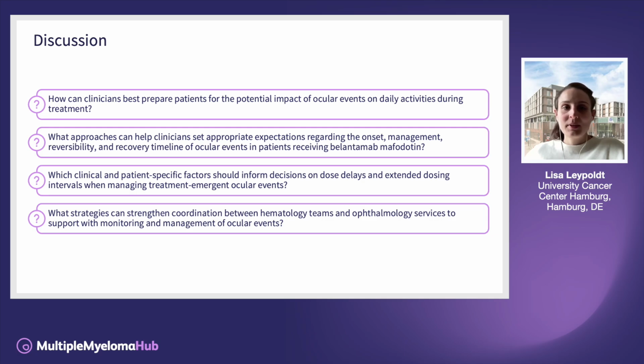How can clinicians best prepare patients for the potential impact of ocular events on daily activities during treatment? So I'd say, to answer this question and to talk to your patients, it's really important to know how they live, what they do, because it already starts with how they get to your office. If they drive a car, you may talk to them about having a caregiver or someone driving them in the future if some of those ocular adverse events happen and the vision is blurry, because in some cases driving a car is not safe or not recommended anymore.